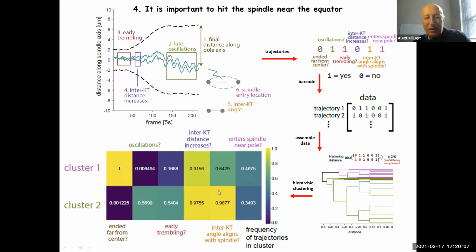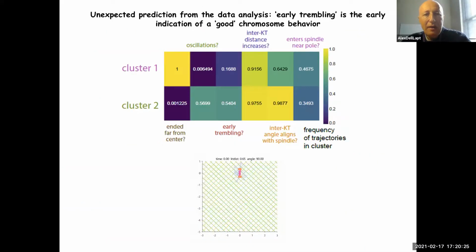Those are not very interesting. And finally, this is the confirmation of the experimental prediction. Closer to the pole is bad. You belong then to the bad cluster. Okay, so that was the last confirmation of the model prediction. So this unexpected prediction from the data that early trembling is good.